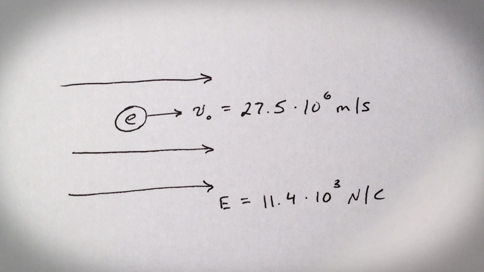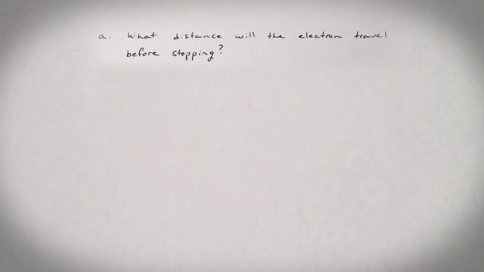An electron is moving to the right with speed v0, and it's in an electric field also directed to the right. There are two parts to this problem, and the first part asks, what distance will the electron travel before stopping?